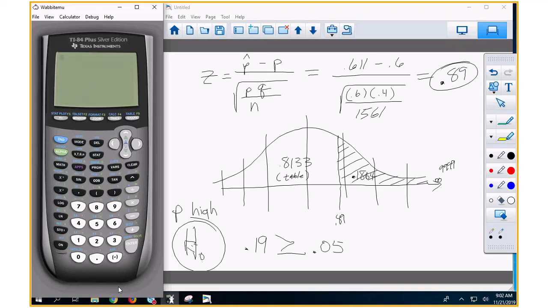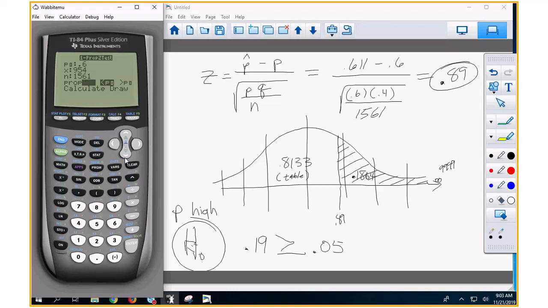So, stat, test, and make sure you hit one proportion z-test. Everybody got it? And fill it in. P-naught is 0.6. X is, what was X? 1151? Or X was 954? 954. N was 1561.